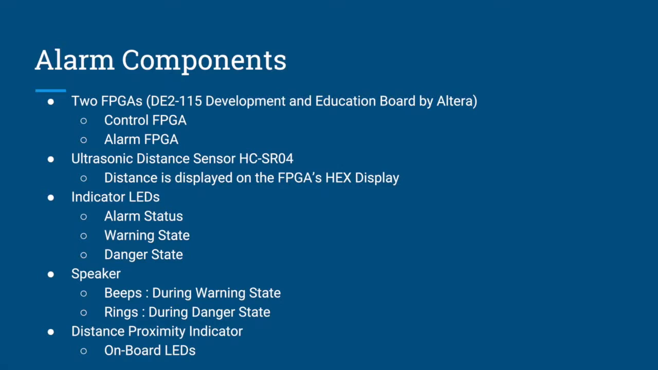The proximity distance indicator is the FPGA onboard LEDs. As the distance between the object and the sensor gets smaller, the LEDs must start lighting from right to left to indicate the proximity of the object.